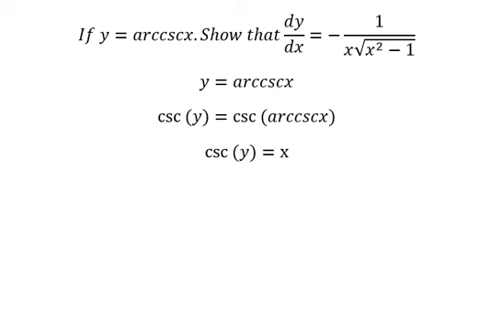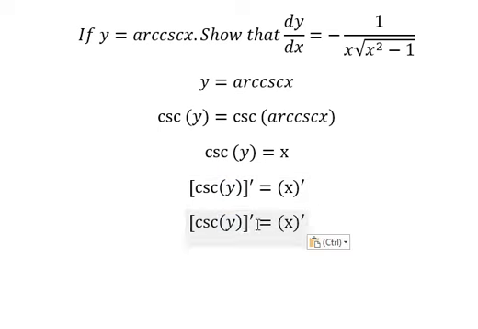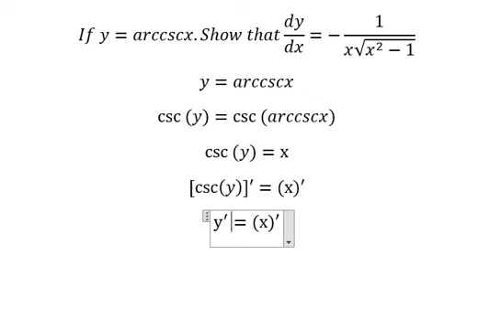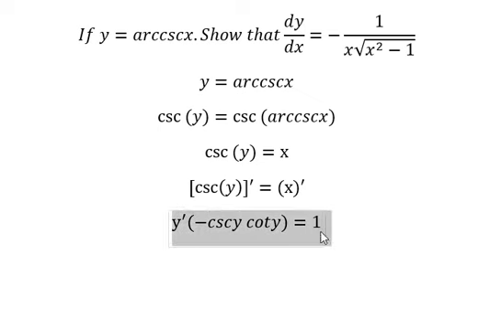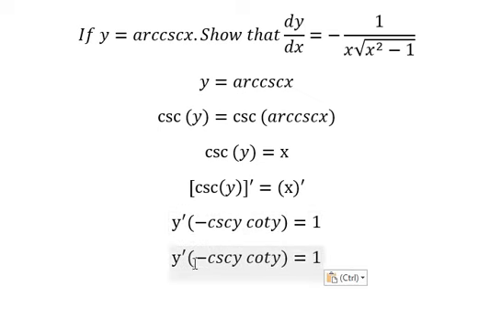Next, we need to do first the derivative for both sides. So this one, that is about first the derivative of y, and we have negative cosecant of y, cotangent y. This one we have number 1. Later we divide both sides by this one.